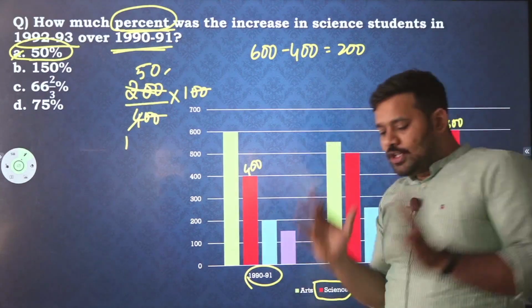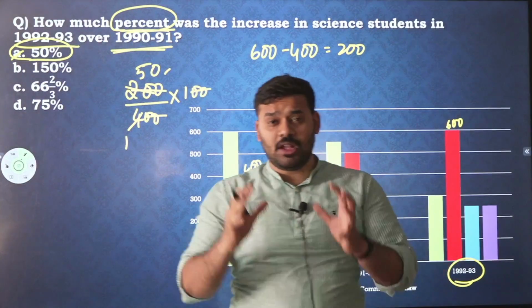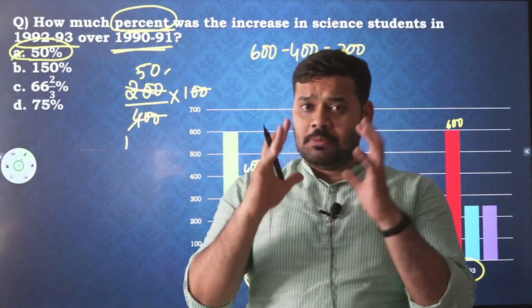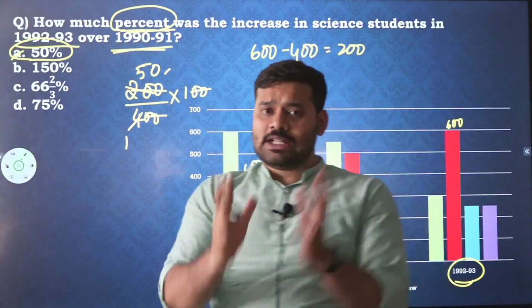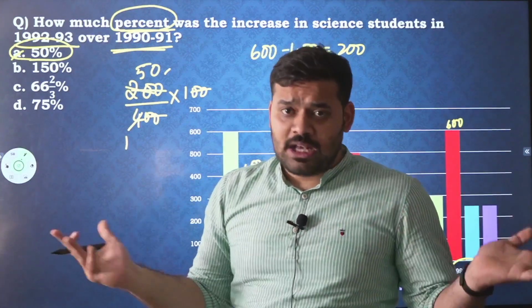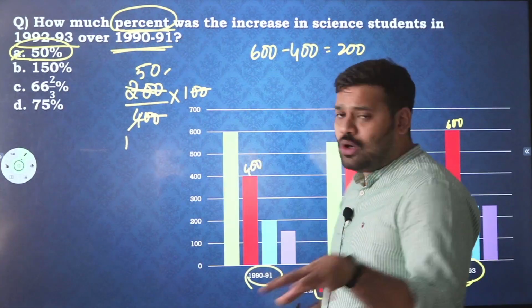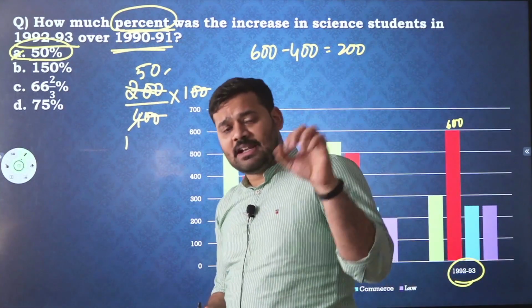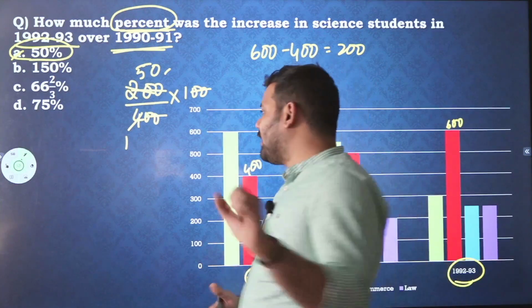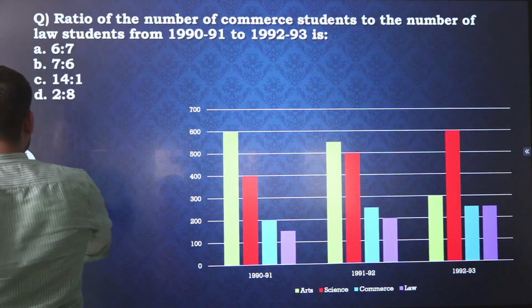Usually in data interpretation you will be having group questions. That is, there will be one graph or one chart. Based on the chart, you will be having 3 to 4 questions, sometimes 5, sometimes 2. It depends. But you need to have a basic understanding of all the graphs to crack these questions. Now, going forward, is the same question continued.